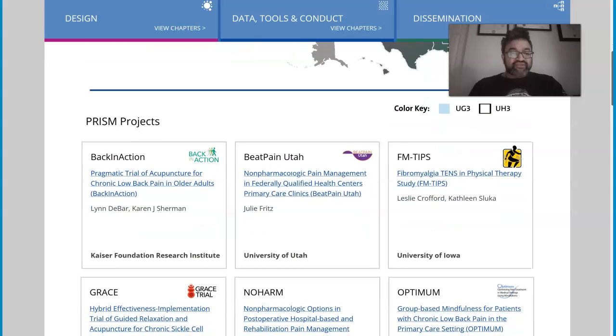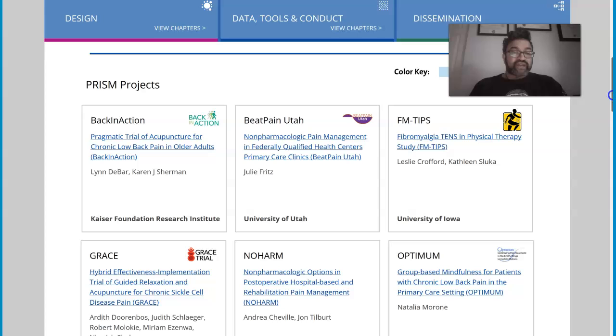Kaiser Foundation Research Institute, looking at chronic low back pain, which is, of course, always an important matter to be thinking about, and the use of a pragmatic trial for acupuncture. And the idea behind a pragmatic trial versus a regular clinical trial, I think, now that I've talked about it a bit, let me tell you what the differences are.